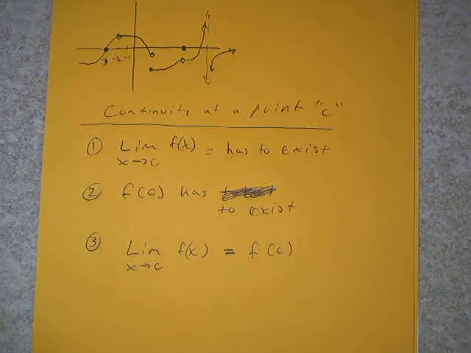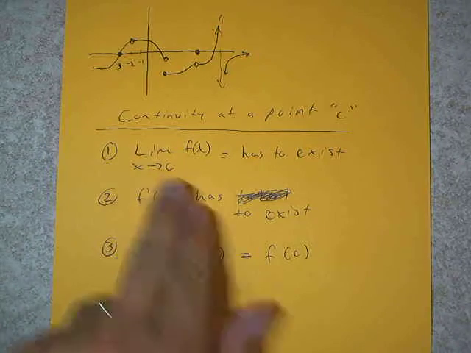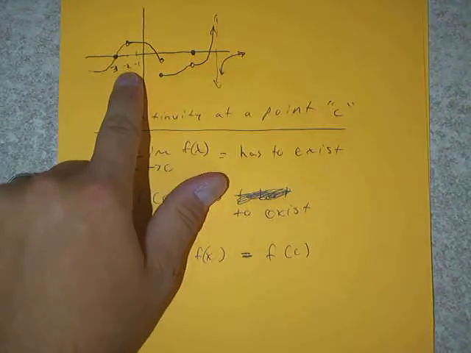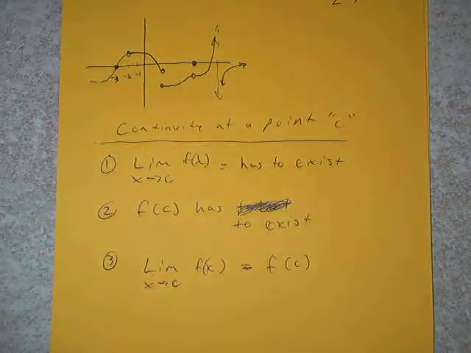So number 3 is just that both number 1 and number 2 have to equal each other. Correct. They not only have to exist individually, but they also have to be equal to each other, or else we don't have continuity. So let's look at these other points and decide if there's continuity or not, and if not, which one is the violation, if you will. Let's look at the negative 2 point, and we'll start out with number 1. At negative 2, if we look at our picture, does the limit exist? Yep, there's a limit there at negative 2. How about step 2? Does the function exist at negative 2?